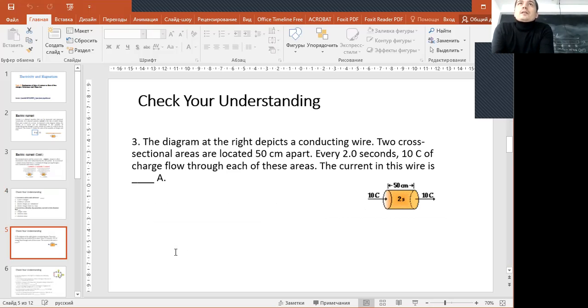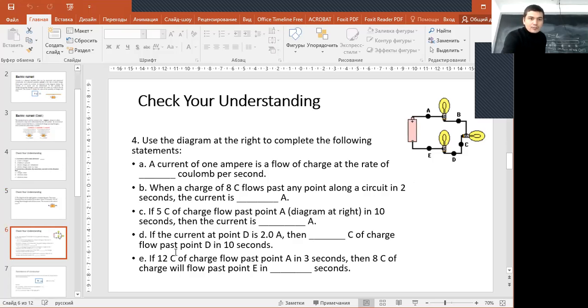In the diagram at the right, the conducting wire has two cross-sectional areas located 50 centimeters apart. Every 2 seconds, 10 coulombs of charge flow through each of those areas. The current in this wire is how much? 5, yes. It does not depend on the length of the wire. Okay, our next topic.